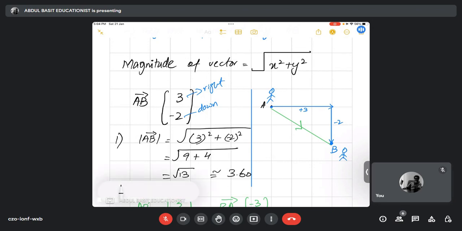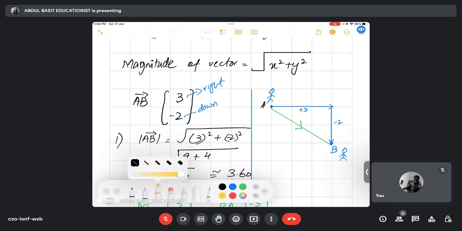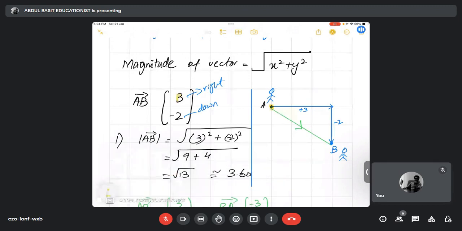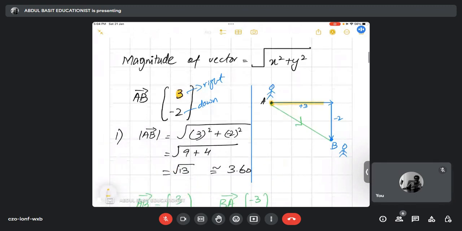Then I showed this with the help of a diagram, and I said that if I want to go from A to B, according to this, it's three towards the right. So I have to go three steps towards the right and then two steps down. That is my point B. That's what we did in the graphical representation of vectors.